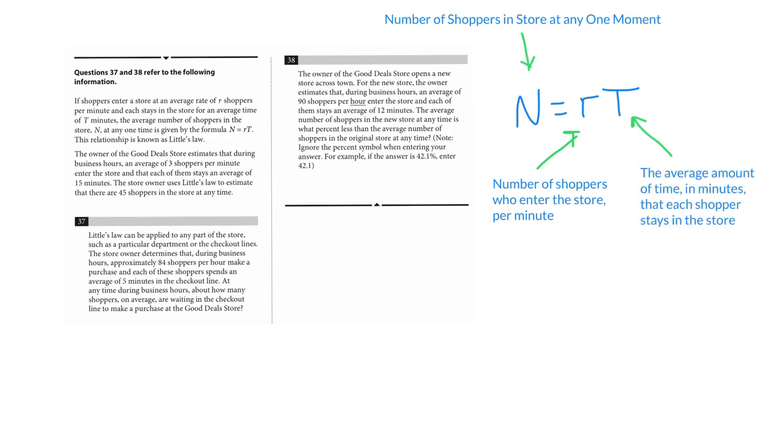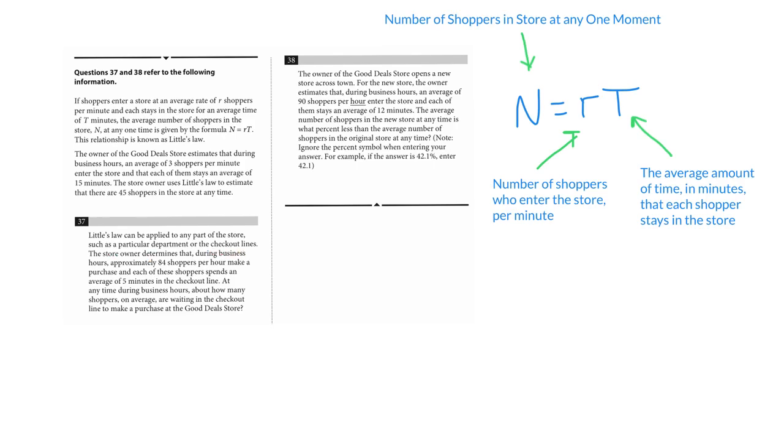So that right there is the formula. And then they talk about how the owner of the Good Deal store estimates that during business hours, an average of 3 shoppers per minute enter the store. So that's R. They each stay an average of 15 minutes. So that would be T. And of course, 3 times 15 gives me 45. So that's 45 shoppers in the store at any time. Okay, Little's Law can be applied to any part of the store, such as a particular department or the checkout lines.